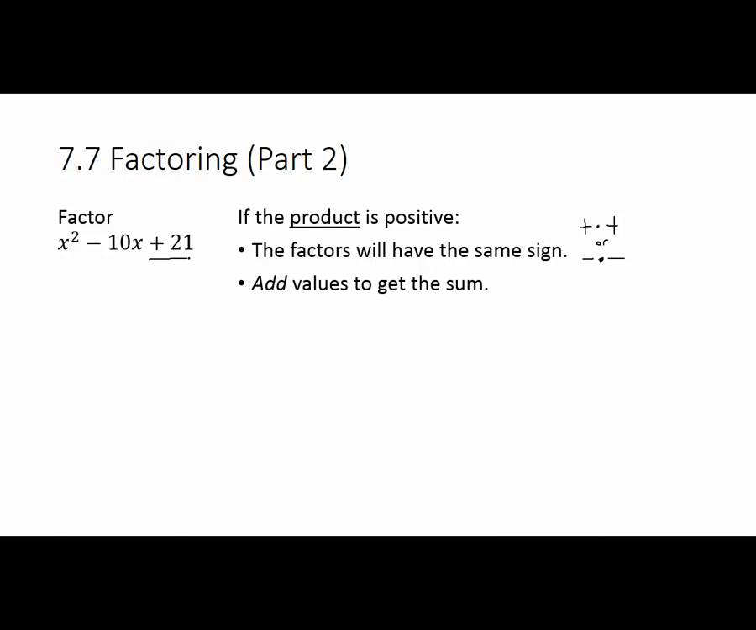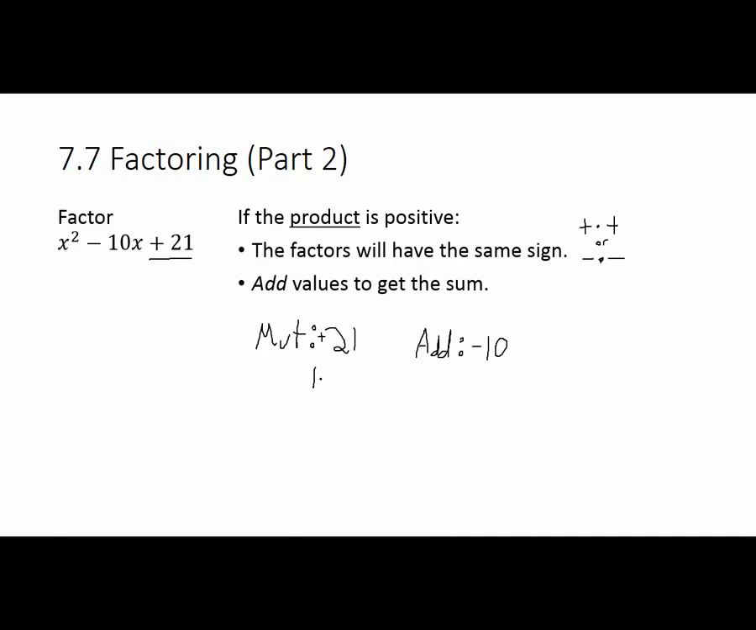We need two factors that multiply to, again, that number that is on its own, not touching x, so 21. And since it's a positive 21, I'm thinking that I need to add the values to get my sum of negative 10. All right, so again, in this phase of the process, don't even think about your signs. Just ignore them.